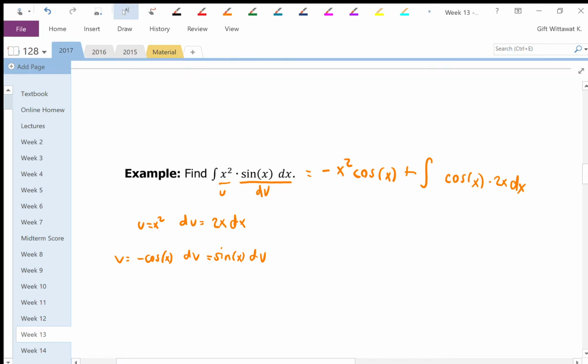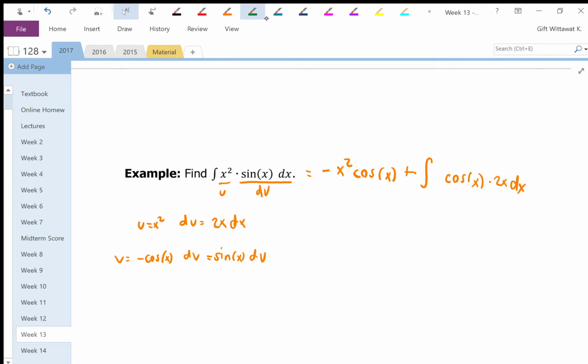So I'm still running into an integral that's not so easy. I now have the integral of cosine of x times 2x dx. Now, am I on the right track? It's probably so, because I reduced from x squared sine of x to 2x times cosine of x. So somehow I reduced the degree of x by 1. Hopefully if I do it again, that might just work.